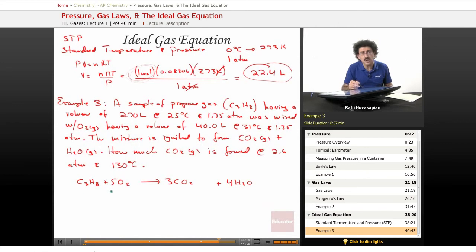Okay, well, given these gaseous conditions, I'm going to use the ideal gas law to find out the number of moles of each. This is a limiting reactant problem. I need to find out which is the limiting reactant in order to find out how much CO2 is going to form. So let's go ahead and get started.